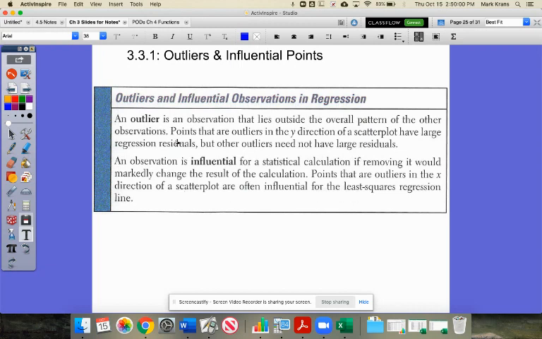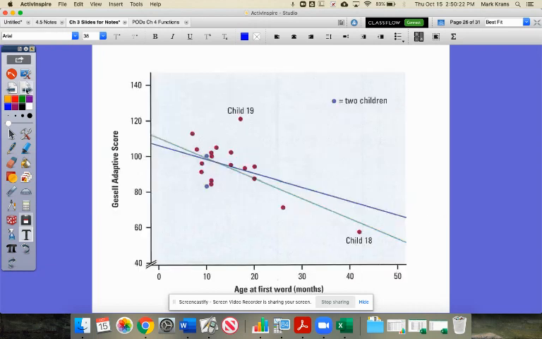Some outliers, these are ones that are outliers in the X direction, are influential because if you removed it, it would create a drastic change in the result of the calculation, whether it's the equation of your line or the correlation coefficient, okay? So points that are outliers in the X direction of the scatter plot are often influential, okay?